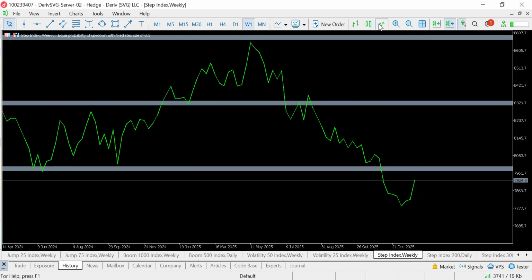So if I go to the line graph, the immediate structure that comes out to me is a simple bearish structure. Now, what do I mean by simple bearish structure? It means when you have something like this.